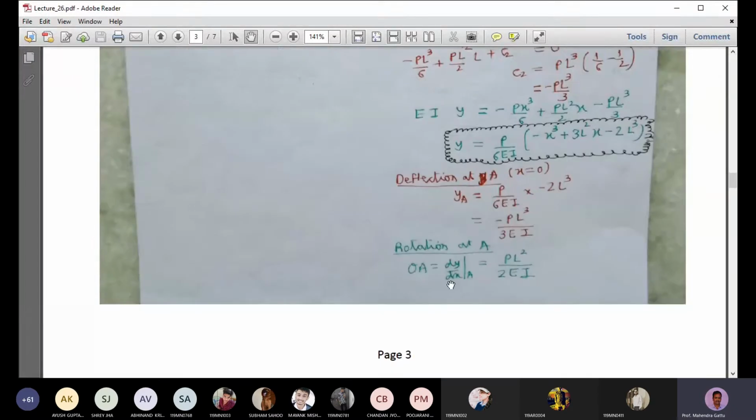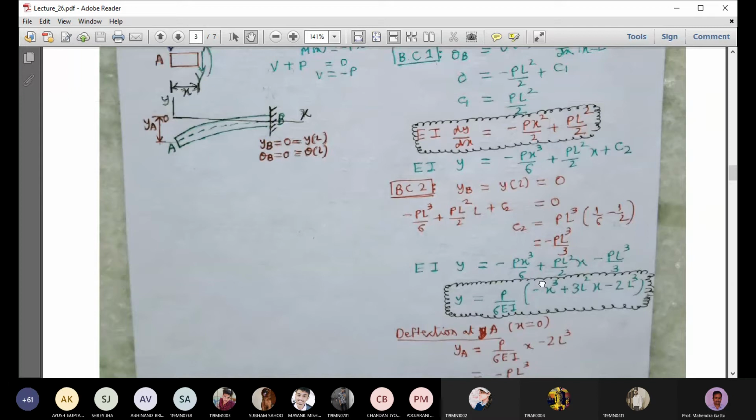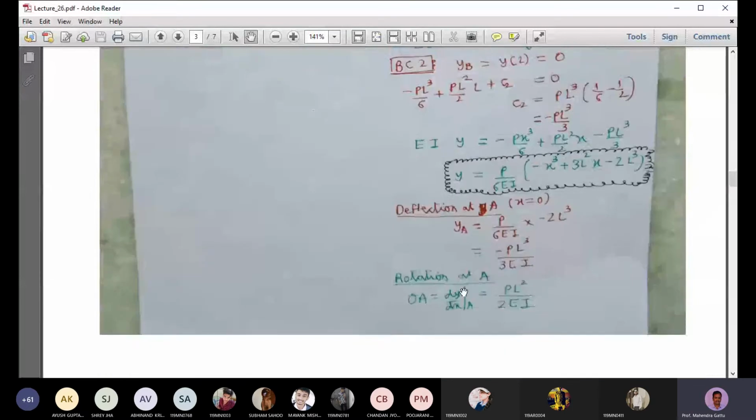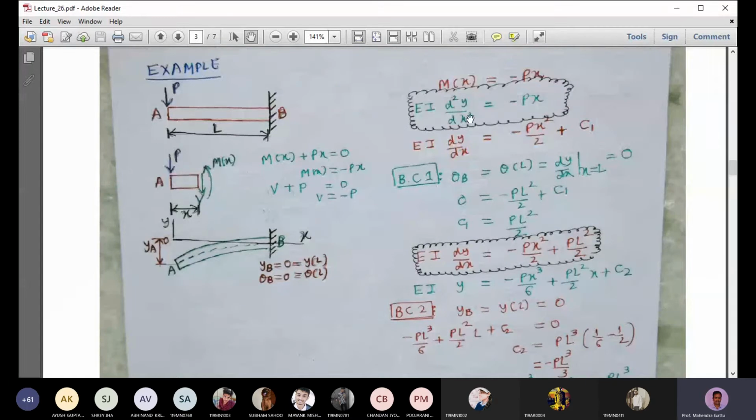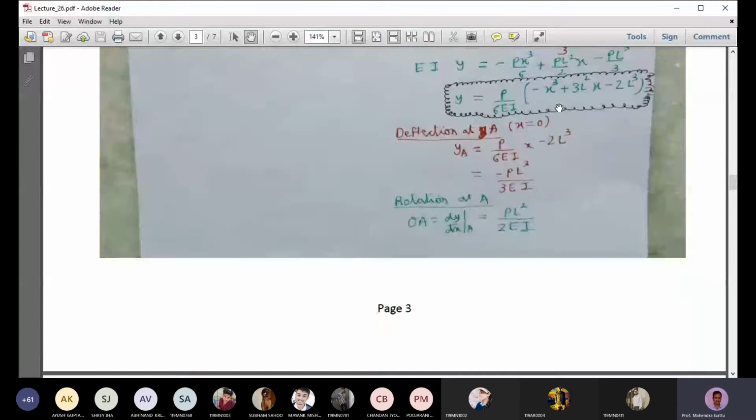And for rotation at A, we have dy/dx at x is equal to 0. We already have this value, dy/dx is minus Px²/2 plus PL²/2. So x is 0 means we get PL²/2. So finally we have theta at A is PL²/2EI. So these two are the deflection and rotation, and this is the maximum deflection and maximum rotation, which occurs at point A, and as you move towards point B, the deflection and rotation go to 0. Okay, so this is the application of that differential equation.